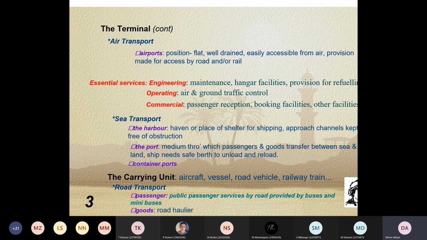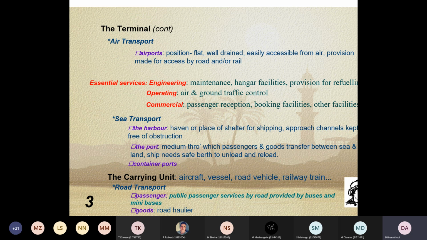And with air transport, the essential services include engineering, operating, and commercial. With engineering, it's more the maintenance factors, refueling. With operating, we're referring to your air and ground traffic control. And with commercial, that deals with your passengers, booking facilities, reception area, other facilities.